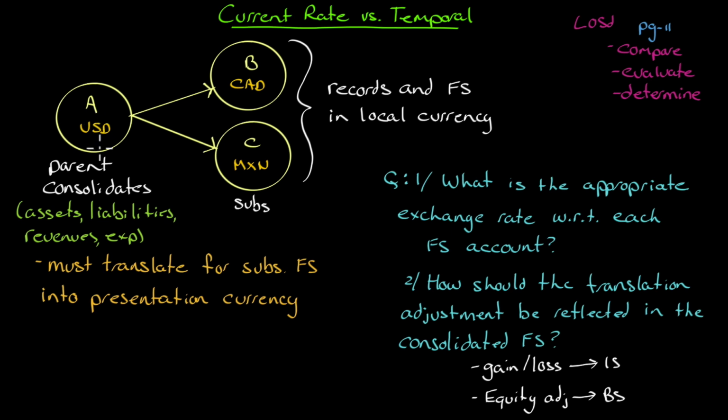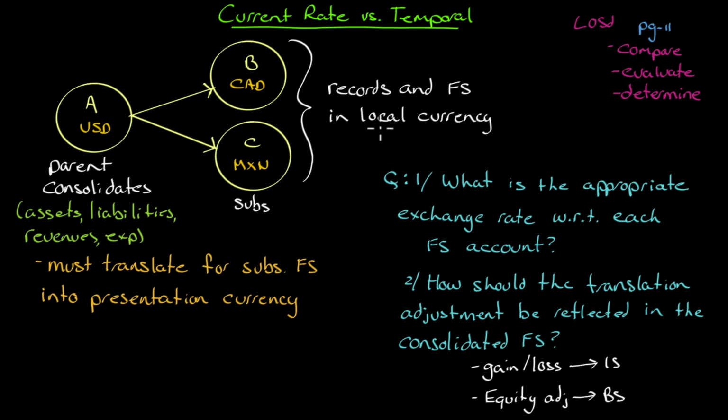Let's take A here as our parent company. Its functional currency is the US dollar. It has two subsidiaries, B and C. B's functional currency is the Canadian dollar, and C's functional currency is the Mexican peso. B and C, their records and their financial statements must be in the local currency because B still is a Canadian company that must report to CRA, the Canada Revenue Agency, and C is still a Mexican taxable reporting company that must report to the Mexican tax authorities.